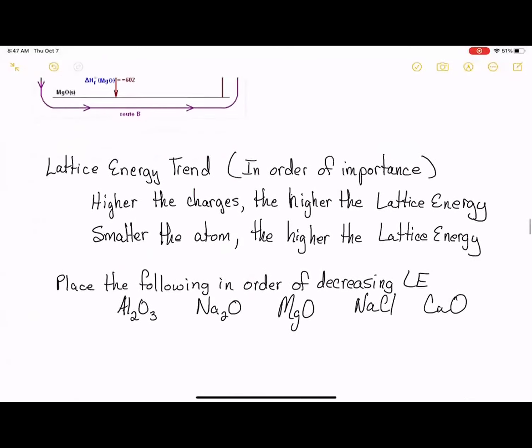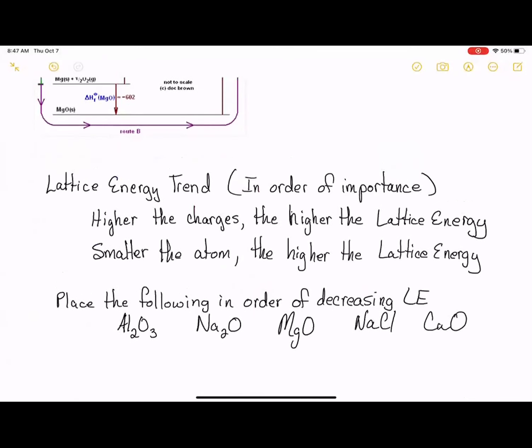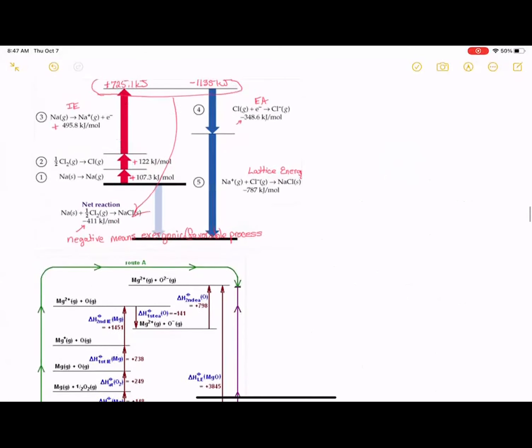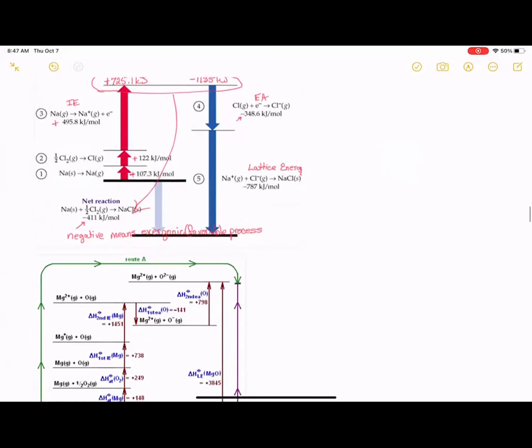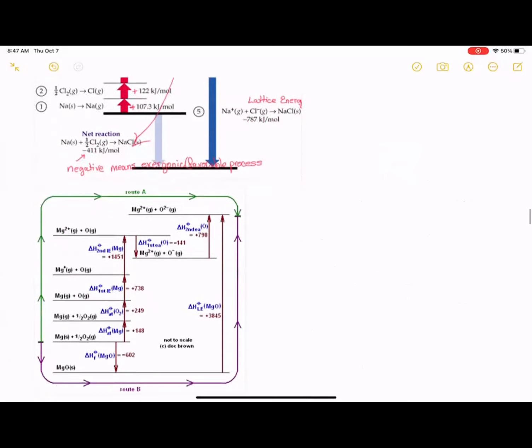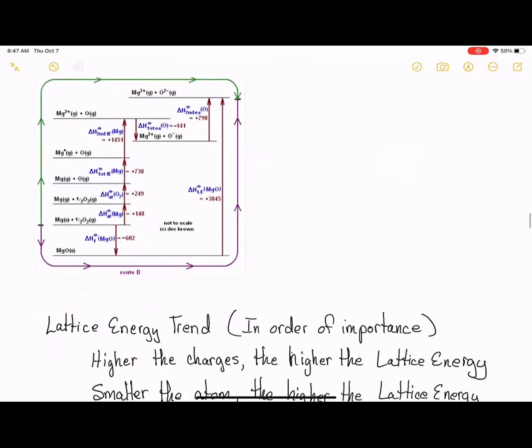Now, there is a trend in lattice energy. If you look back at sodium chloride, the lattice energy was a negative 787. If you look at magnesium oxide, the lattice energy is a negative 3,845. So magnesium oxide's lattice energy is a lot bigger.